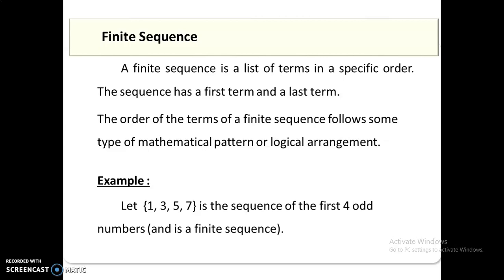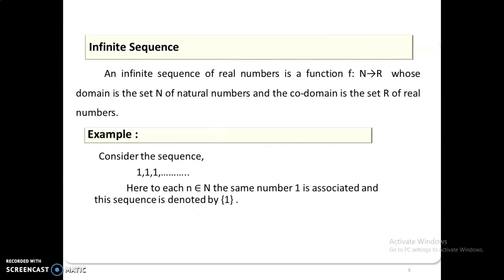For example, let us take the set of elements 1, 3, 5, 7, which is the sequence of the first 4 odd numbers. It is an example of a finite sequence, because this set of numbers has a finite number of terms. Now we shall see the infinite sequence.